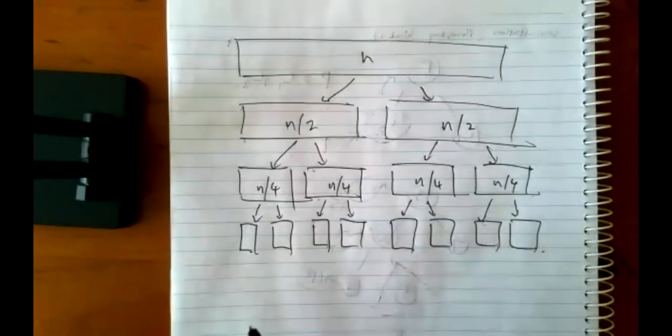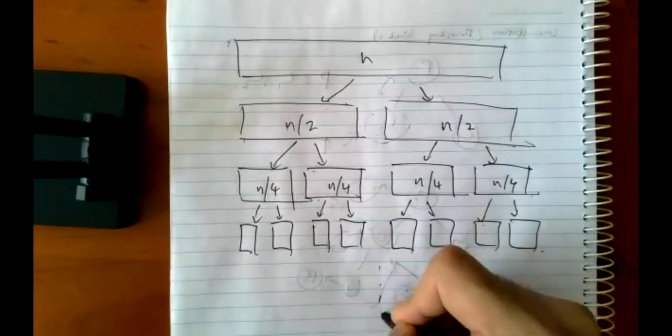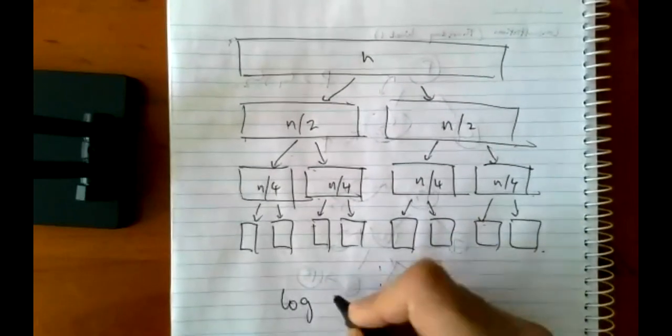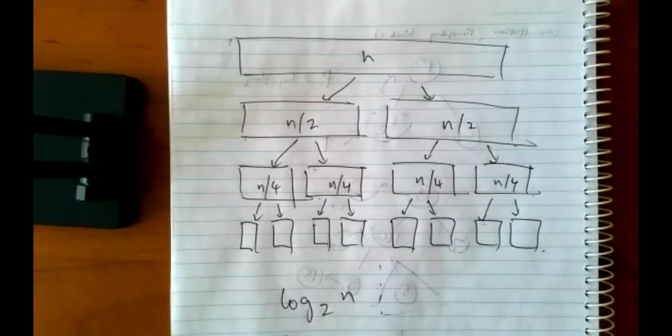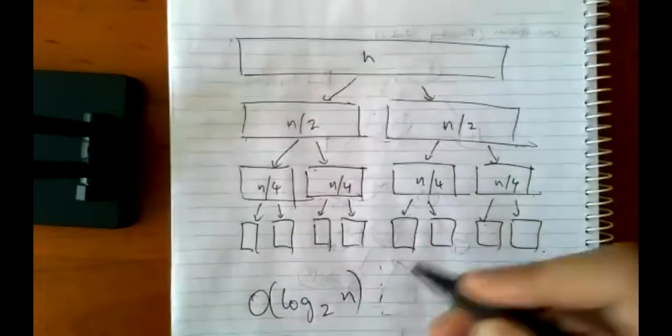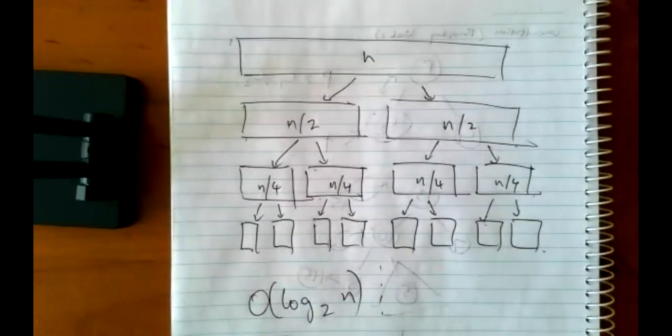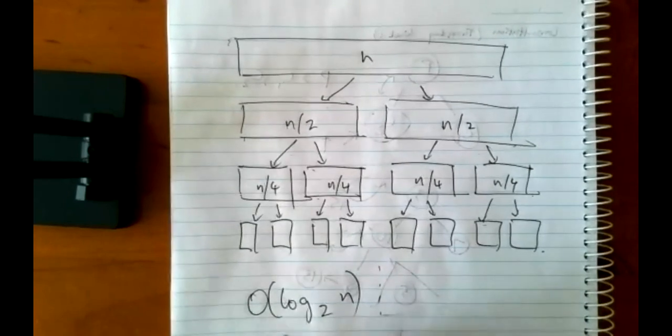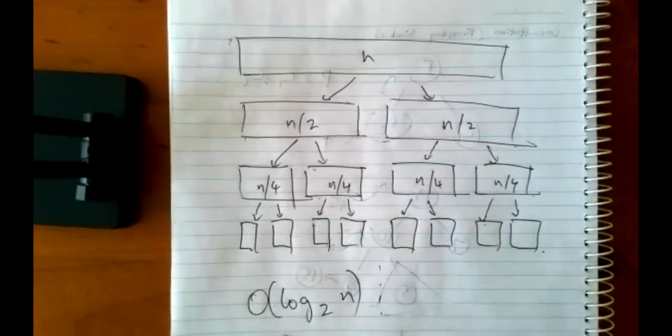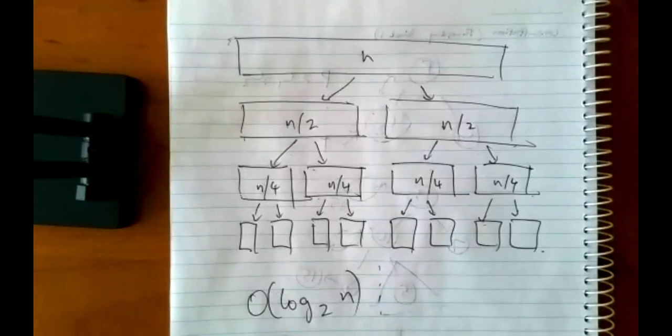Let me just point out first that this goes on for log base 2 of n levels, because we halve the length log base 2 of n times until we get to individual numbers, right? Also, in each level, we should think about how much work it was to assemble each of the sorted arrays at that level.